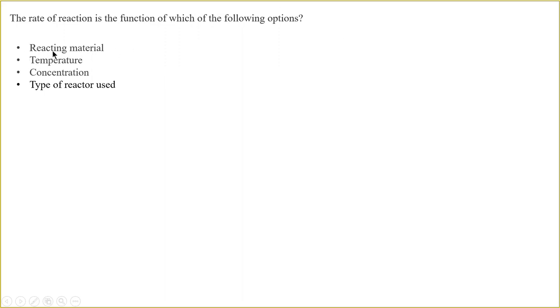First we have the reacting material, temperature, concentration, and type of reactor. In this, the first one is the reacting material. The reacting material itself may be composed of material which is quite spontaneous in nature, or it can have very high free energy. That is, it gives free energy because of which it can spontaneously undergo reaction. So the inherent material itself affects the rate of the reaction. So this is correct.